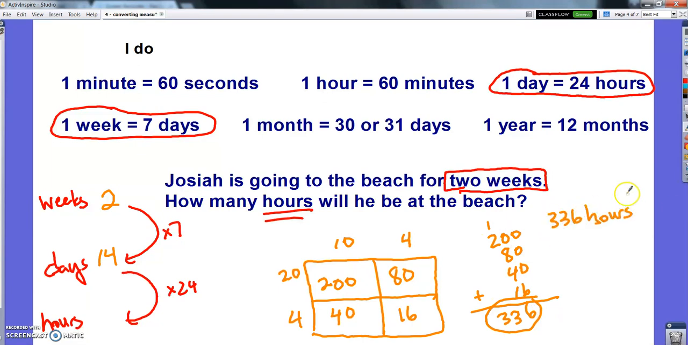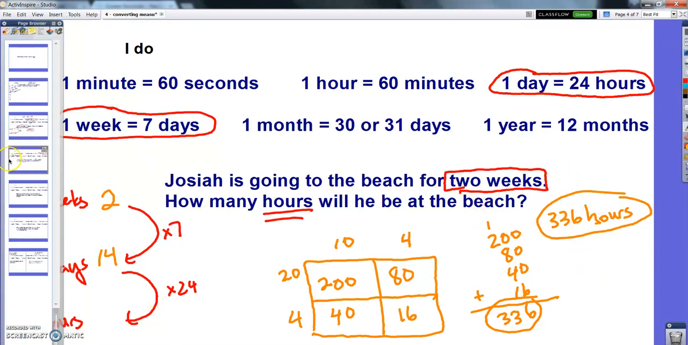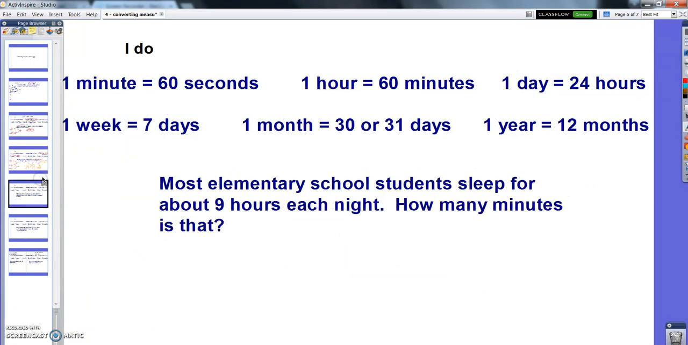What a life. Pretty good. So that was a 2-step conversion from weeks to days, then from days to hours. He'll be there 336 hours. All right, open up your math notebook. Let's do a couple together.